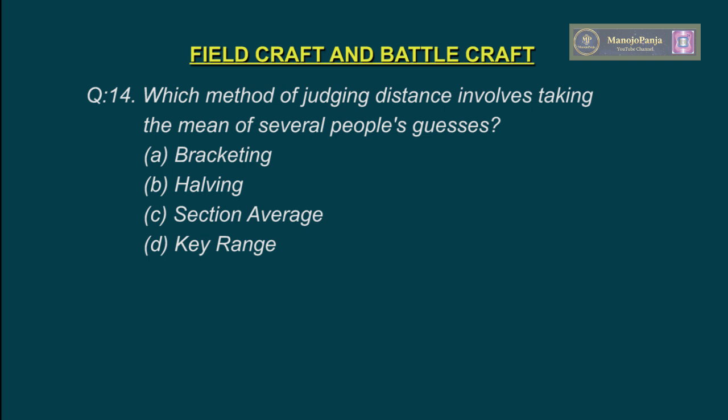Question 14. Which method of judging distance involves taking the mean of several people's guesses? A. Bracketing. B. Halving. C. Section average. D. Key range. Right answer C. Section average.